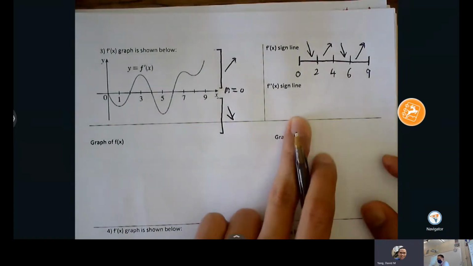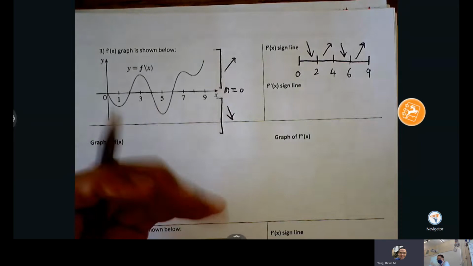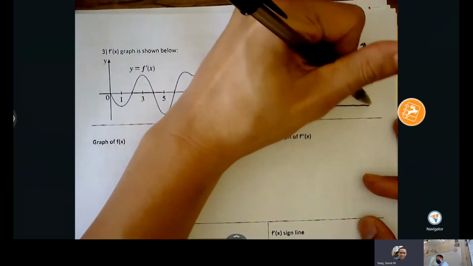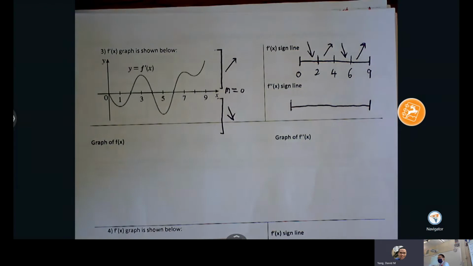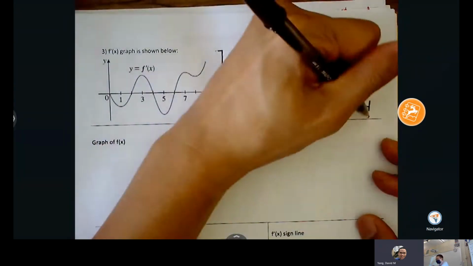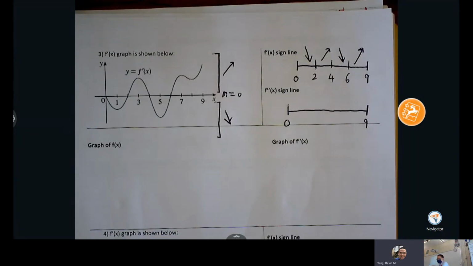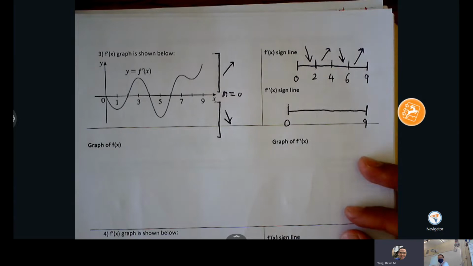Now the second derivative sign line is where we can pull information about points of inflection. So points of inflection are going to be living in the peaks and valleys of the f prime graph. So what critical points do you think we can fit onto our second derivative sign line? 1, 3, 5, 7, and 8. Good.